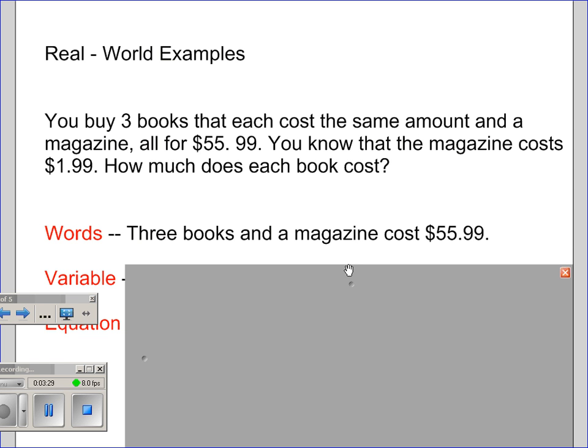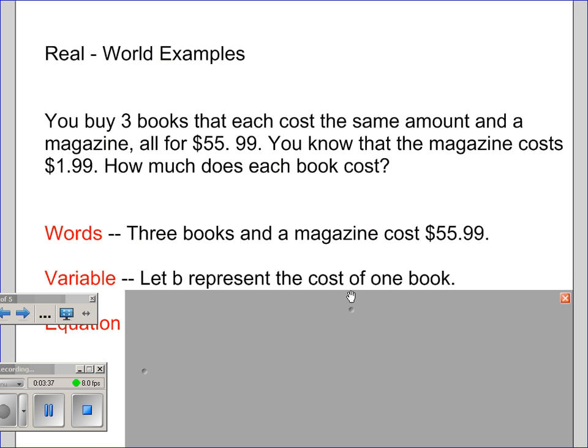Okay, keywords are 3 books and a magazine cost $55.99. Variable we're going to use for this is B. We're going to let B represent the cost of the books. Now please try to write an equation to represent this problem. Pause the video and then come back and see if your equation matches our equation.